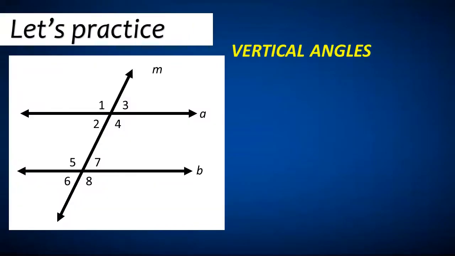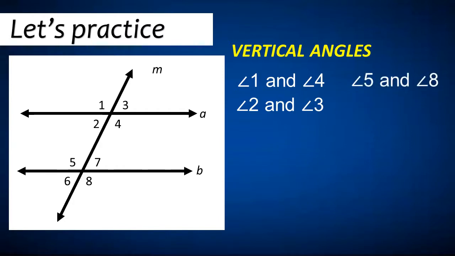The last part is the vertical angles. Vertical angles, again, are angles that have a common vertex and are opposite to each other. So, in our given figure, 1 and 4 are vertical angles. 2 and 3 is a pair of vertical angles. 5 and 8, and then 6 and 7. Again, their pairs can't be changed, because otherwise they will not be vertical angles.